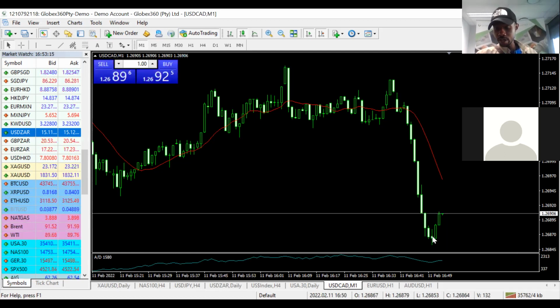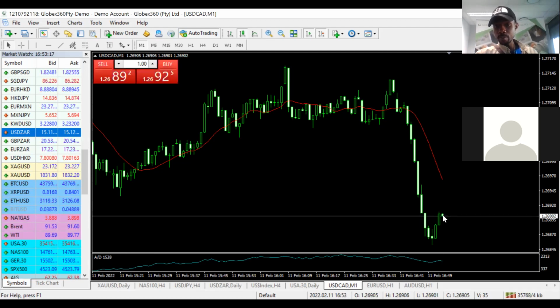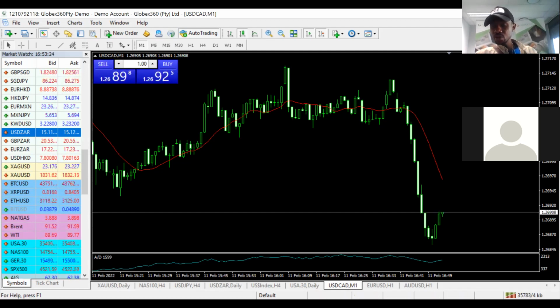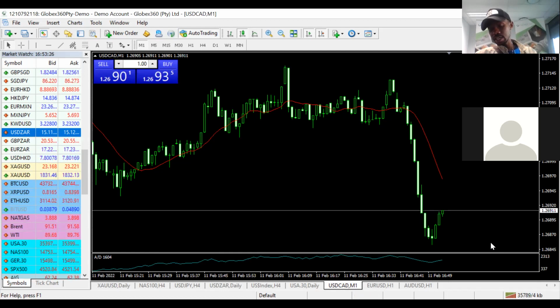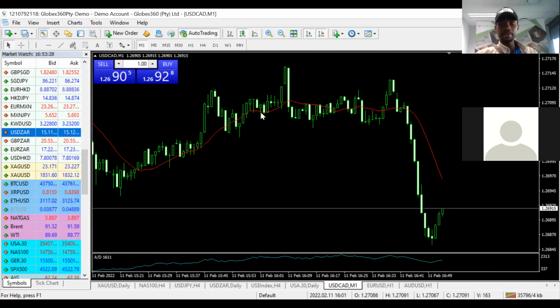You sell here, it comes all the way here, you close your trade. You buy here, another buy, it's starting. It will go all the way to this line, and then you close the trade again. You see where exactly it's going to form. You're collecting money on it. You are actually collecting money on it.